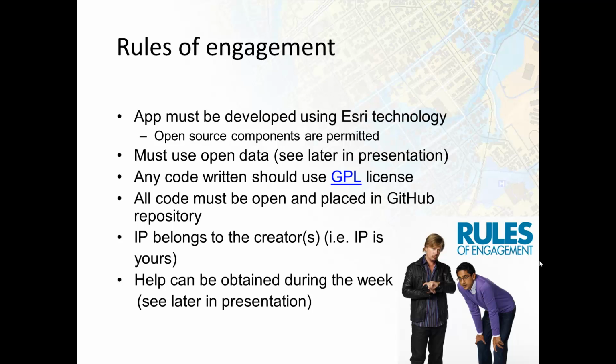The third point is that any written code in this competition should use the GPL license. The code must be open, and it has to be placed in the GitHub repository that's made available for your team. So we want to encourage openness in the development of these applications. That's not to say that you lose any rights that you have to the app that you develop. All intellectual property in this competition belongs to the creators. In other words, any IP that you create through the app that you build is yours. It's not Esri's, it's yours. So be aware of that.